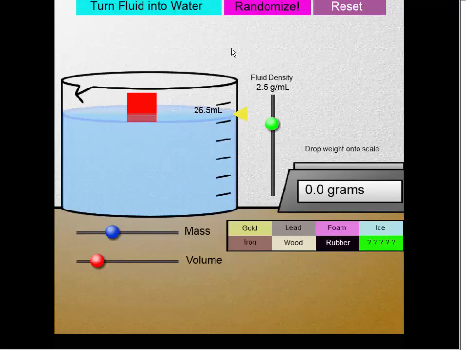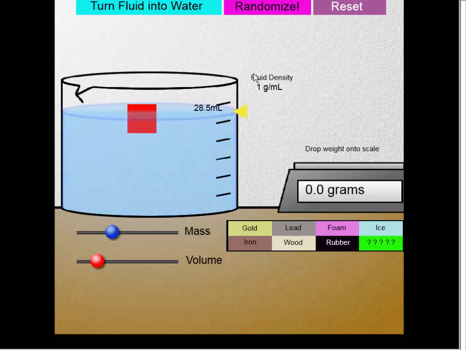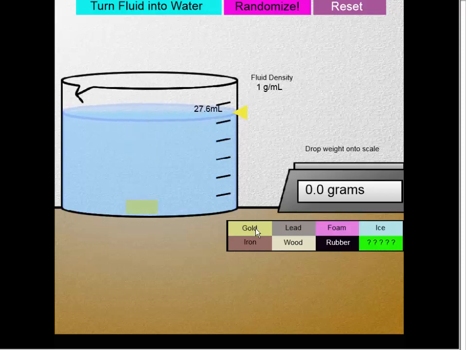So I've popped it open right here. Very first thing, I want to turn this fluid into water. You can see that the density is 1 gram per milliliter. So I'm going to first pop open my little gold object, and this gold is going to sink.